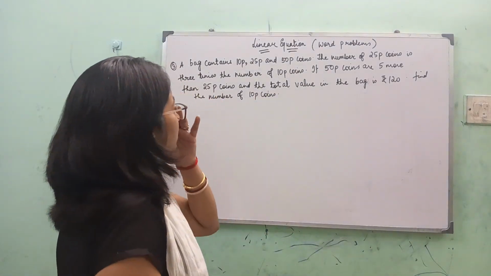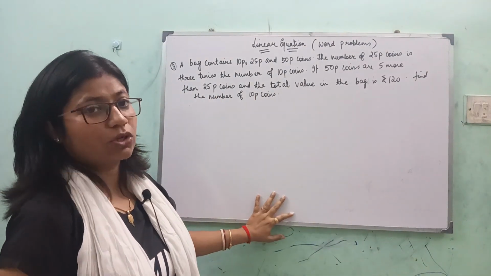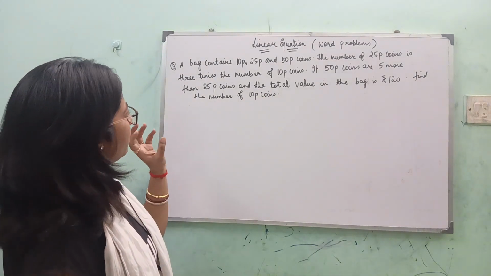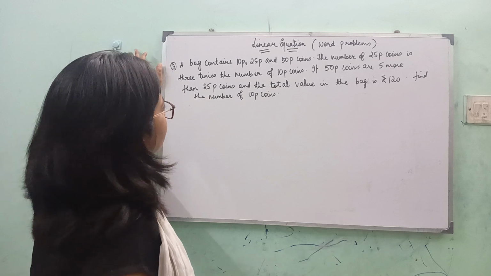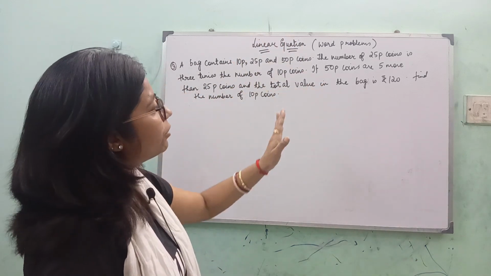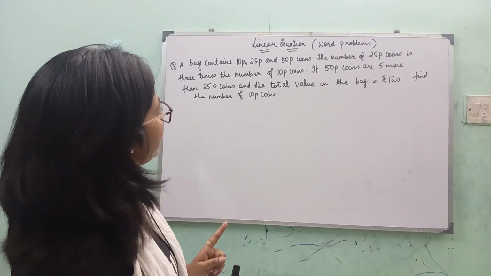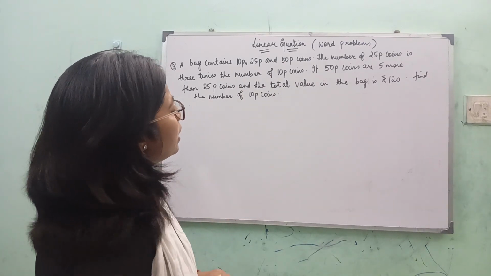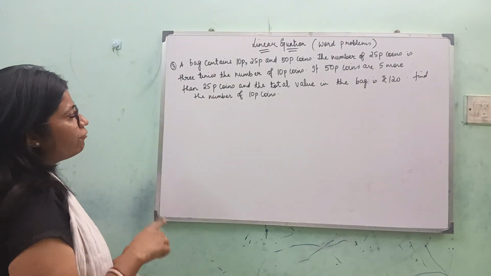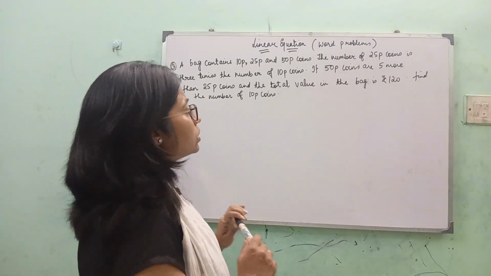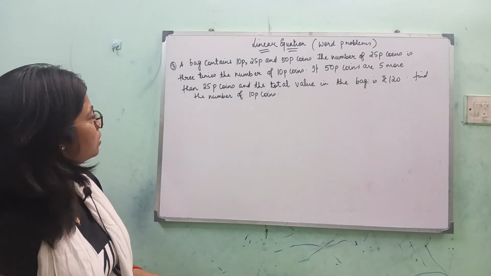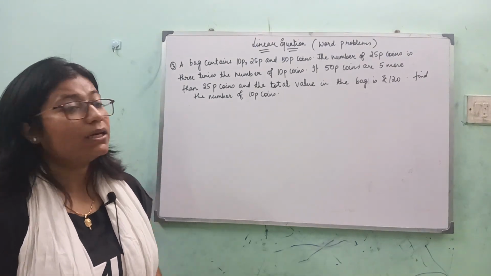Next sum. This sum is also based on rupees. The previous sum was also based on rupees. Let's see. Based on money: a bag contains 10 paisa, 25 paisa and 50 paisa coins. The number of 25 paisa coins is 3 times the number of 10 paisa coins. If 50 paisa coins are 5 more than 25 paisa coins and the total value in the bag is rupees 120, find the number of 10 paisa coins.